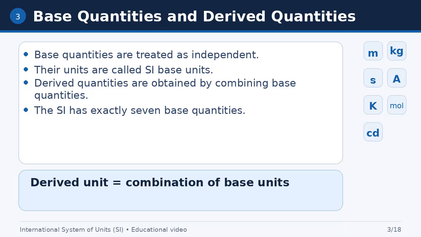The SI system is built from 2 categories of quantities. Base quantities are treated as independent quantities, and their units are called base units. Derived quantities are built from base quantities using mathematical relations. For example, speed is distance divided by time, so its unit combines meter and second. The SI has exactly 7 base quantities, and 7 corresponding base units.